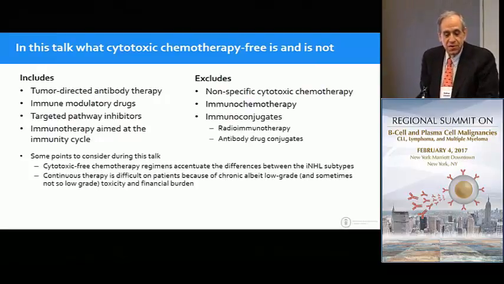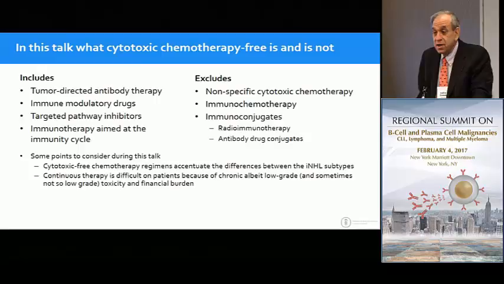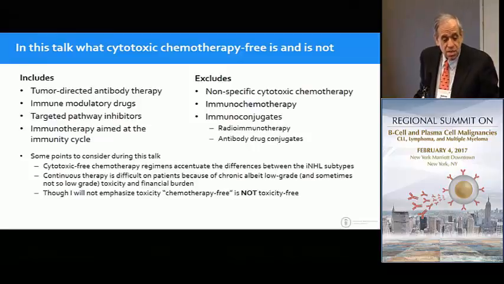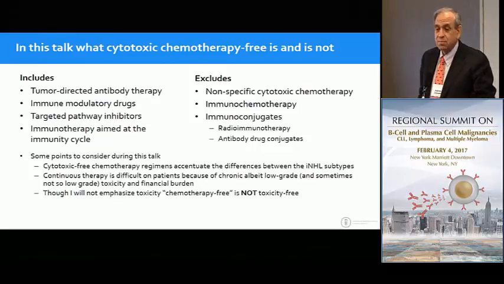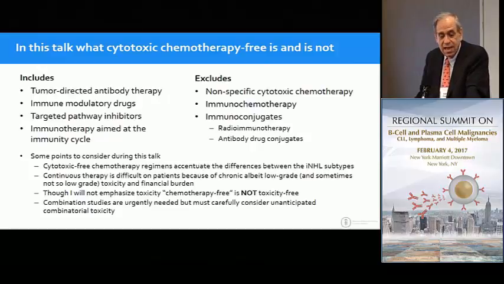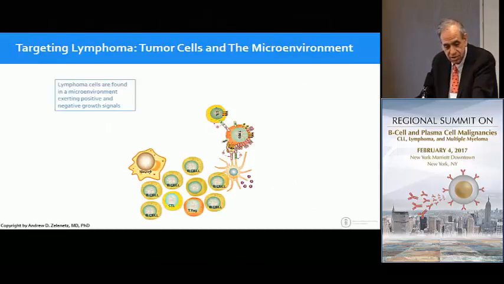Continuous therapy is difficult on patients because of chronic, albeit low-grade and sometimes not so low-grade, toxicities and the financial burden. I'm not going to emphasize the toxicity because I just don't have time to go into a lot of it. But remember, chemotherapy-free is not toxicity-free. And combinations are really what are needed, and we've touched a little bit upon the need for combination therapy.